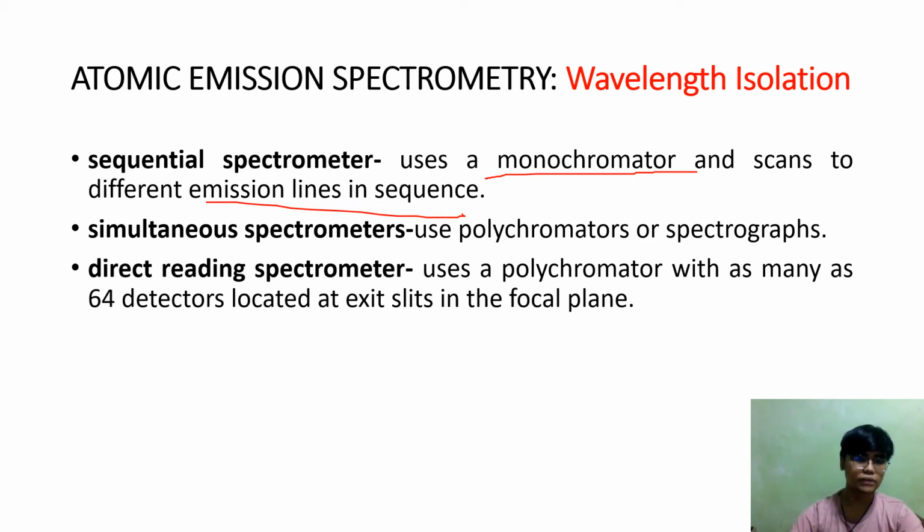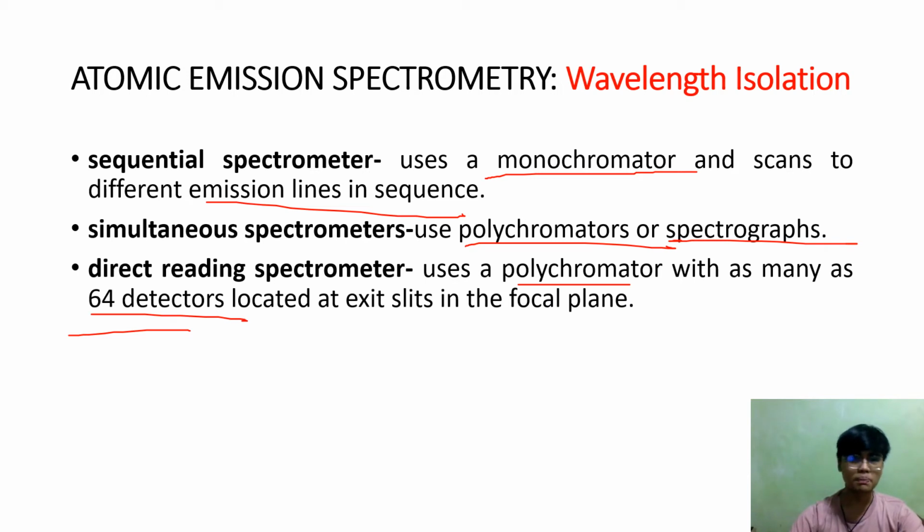Alternatively, monochromators can scan a range of wavelengths. The simultaneous spectrometer uses polychromators or spectrographs. The direct reading spectrometers use a polychromator with as many as 64 detectors located at exit slits in the focal plane. Some spectrometers use spectrographs and one or more array detectors to monitor multiple wavelengths simultaneously, and some can even combine scanning function with spectrographic function to present different wavelength regions to an array detector.